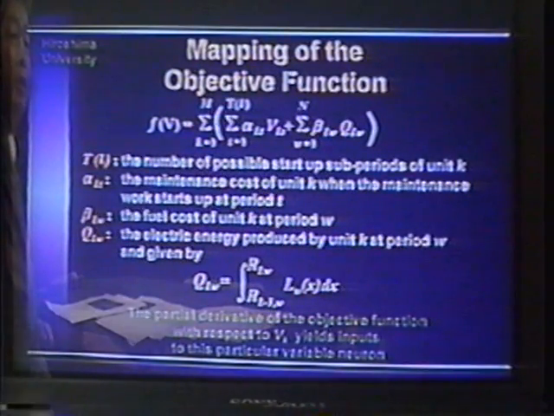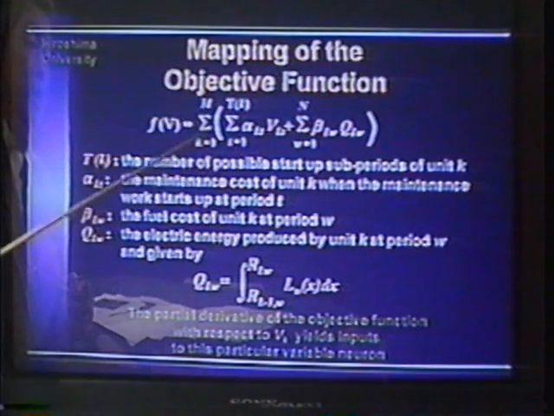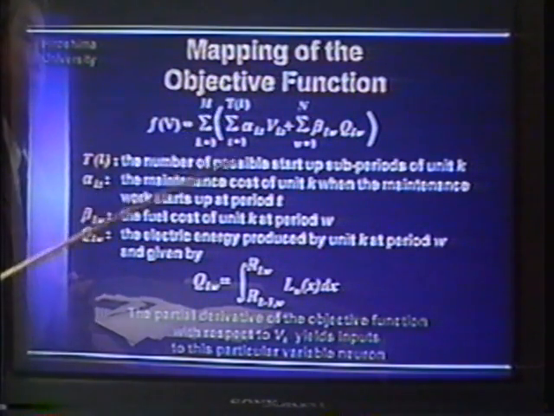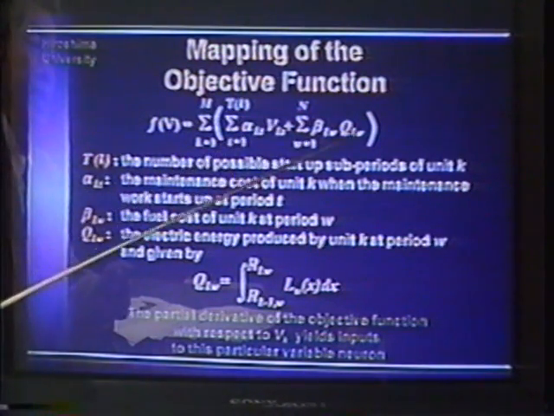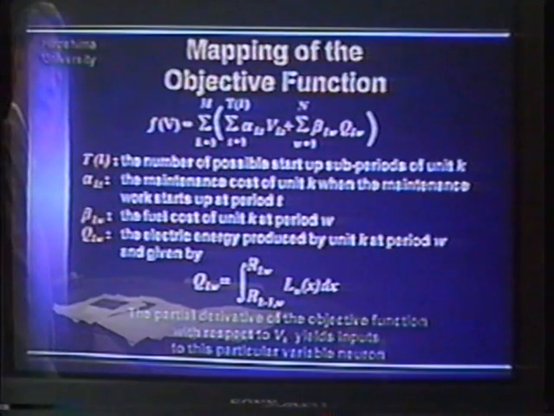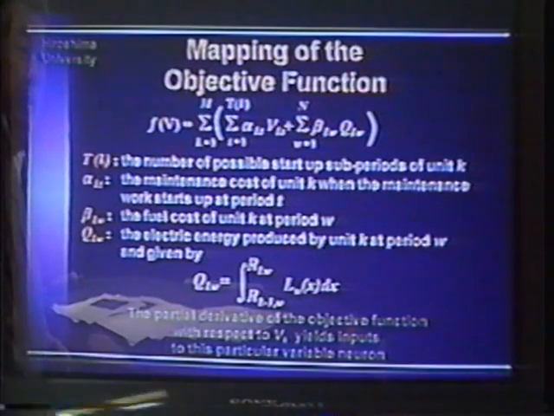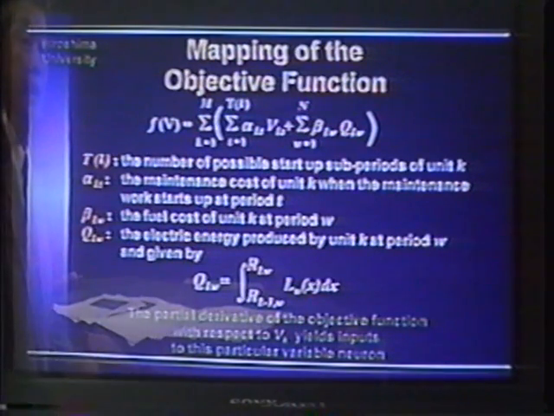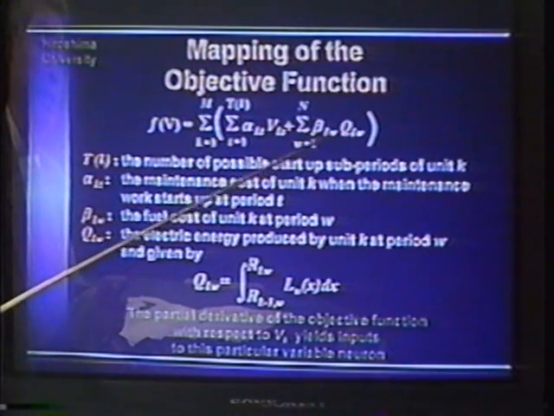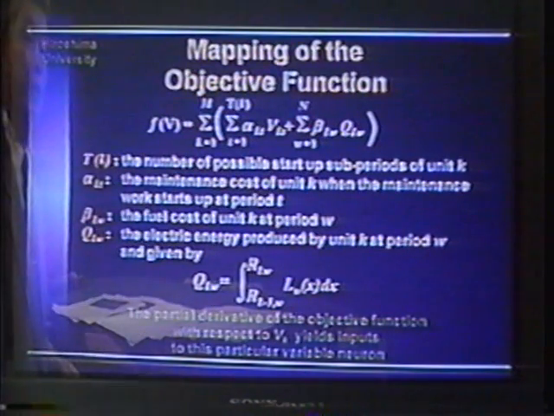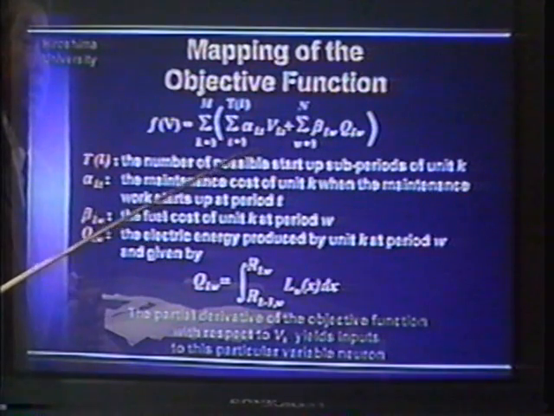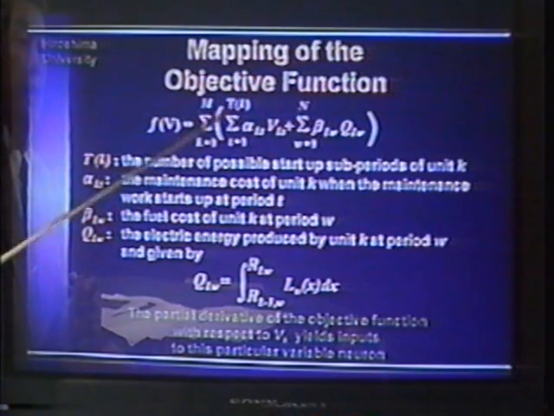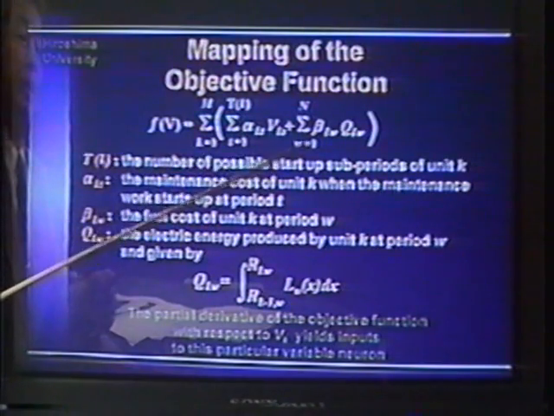This is a mapping of the objective functions, and this term shows the maintenance cost. This is the operational cost. And I should apologize that there is an inconsistency in the use of the subscript, because this W at the second subscript should be replaced by all T. And so this is for maintenance cost and operation cost.